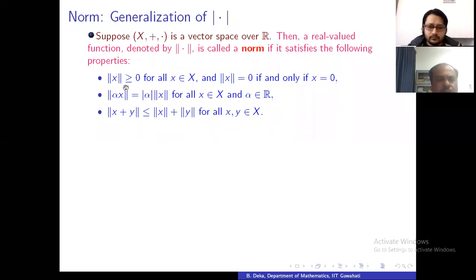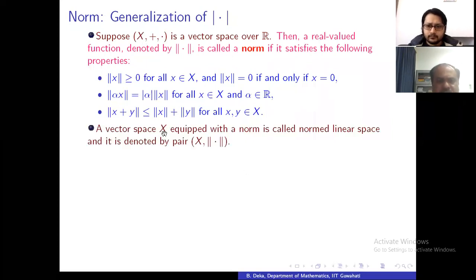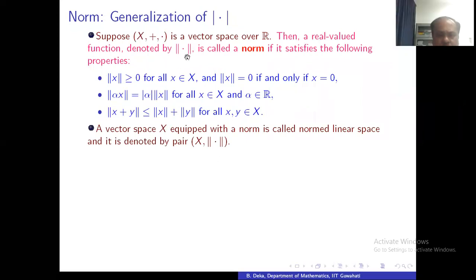That means the norm of x is greater than or equal to 0. If the norm of x is 0, then x has to be 0, then there is the linearity property, and then the triangle inequality. So all those properties satisfied by your mod function, we have generalized for a general vector space capital X over R. Any vector space equipped with this magnitude, which we call a norm, is called a normed linear space.